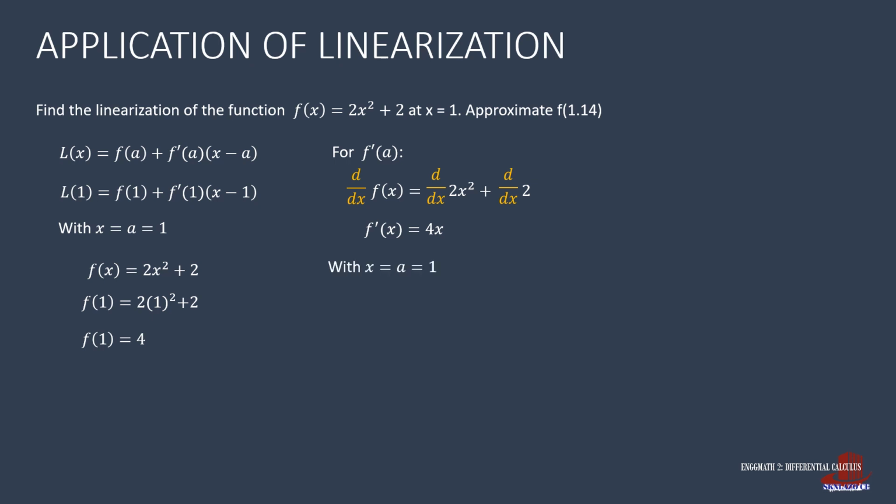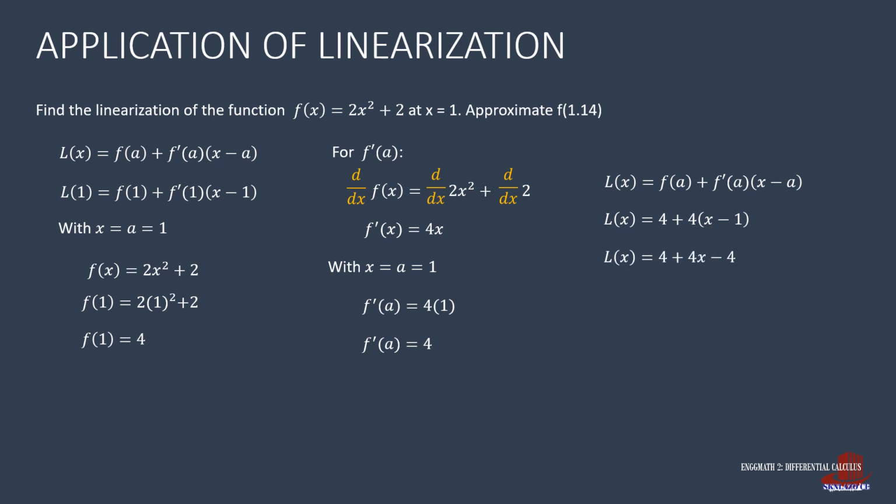By substituting 1 into the prime equation, we get f prime of a as 4 times 1, which is simply 4. Now that the terms from the linearization are already identified, we get L of x as 4 plus 4 times (x minus 1). Or that is simplified as 4 plus 4x minus 4, which is also 4x. This is the linearization of the function.